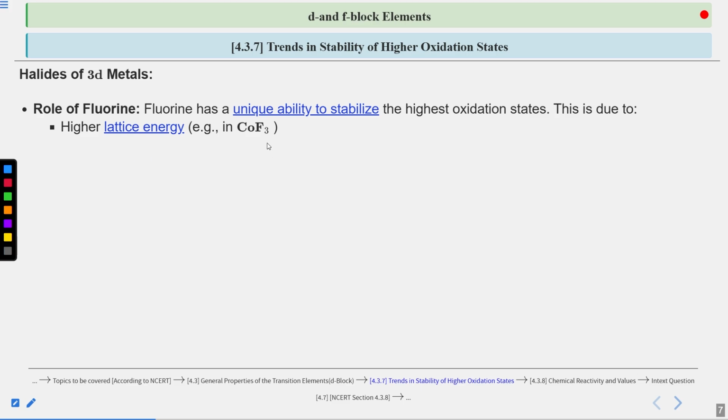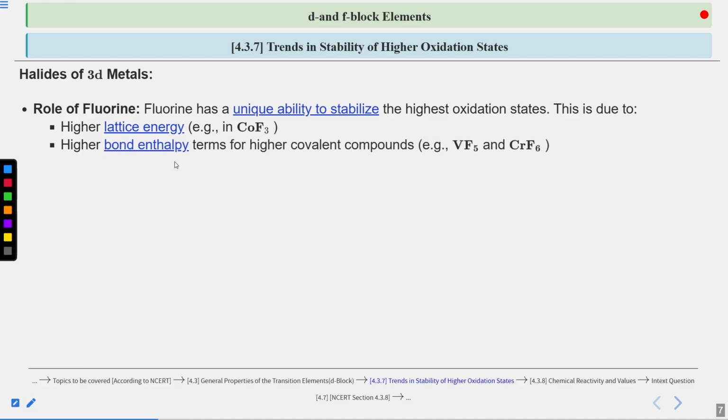For example, in the CoF3. So higher lattice energy means the energy due to which, due to the small size of the fluorine, it is having higher lattice energy. Lattice energy means the energy needed to convert the ionic solid into the gaseous ions, right? So fluorine is having higher lattice energy and higher electronegativity.